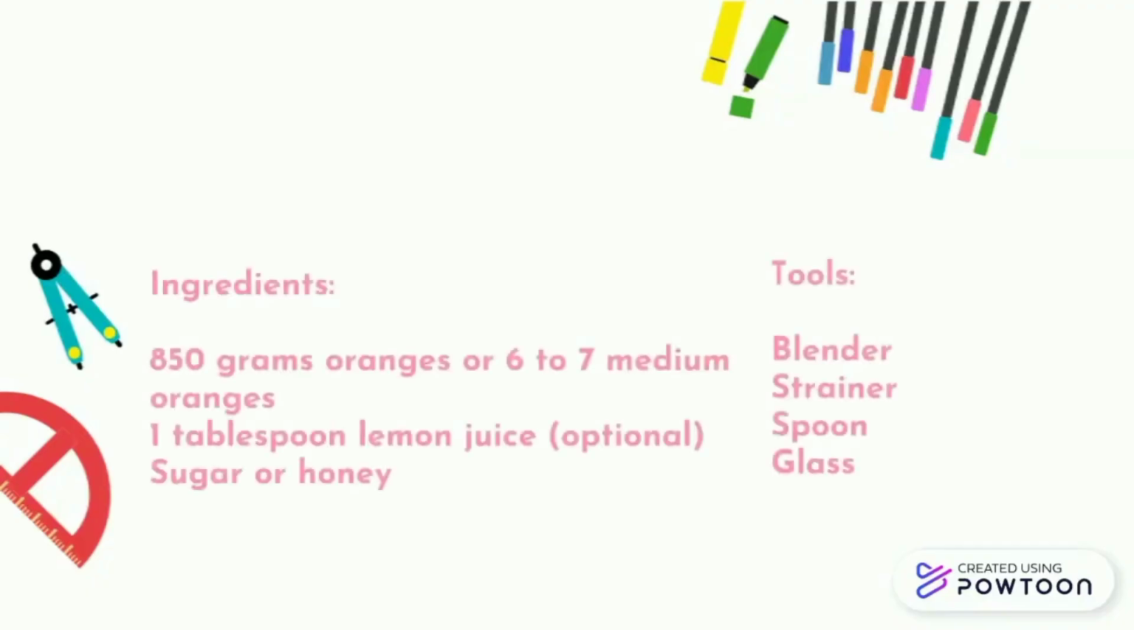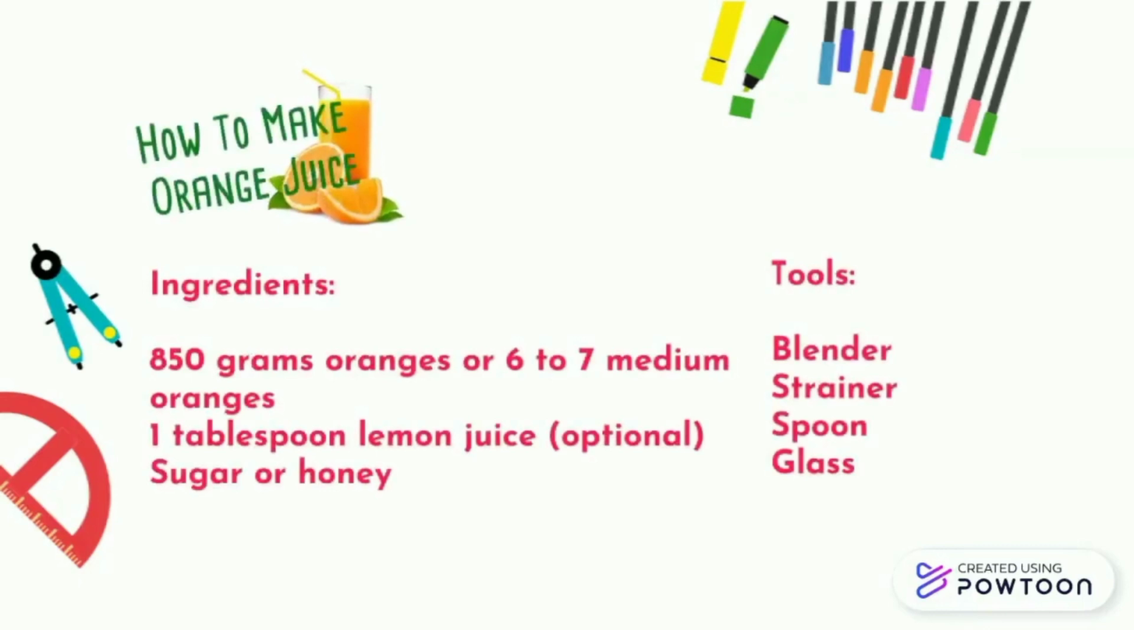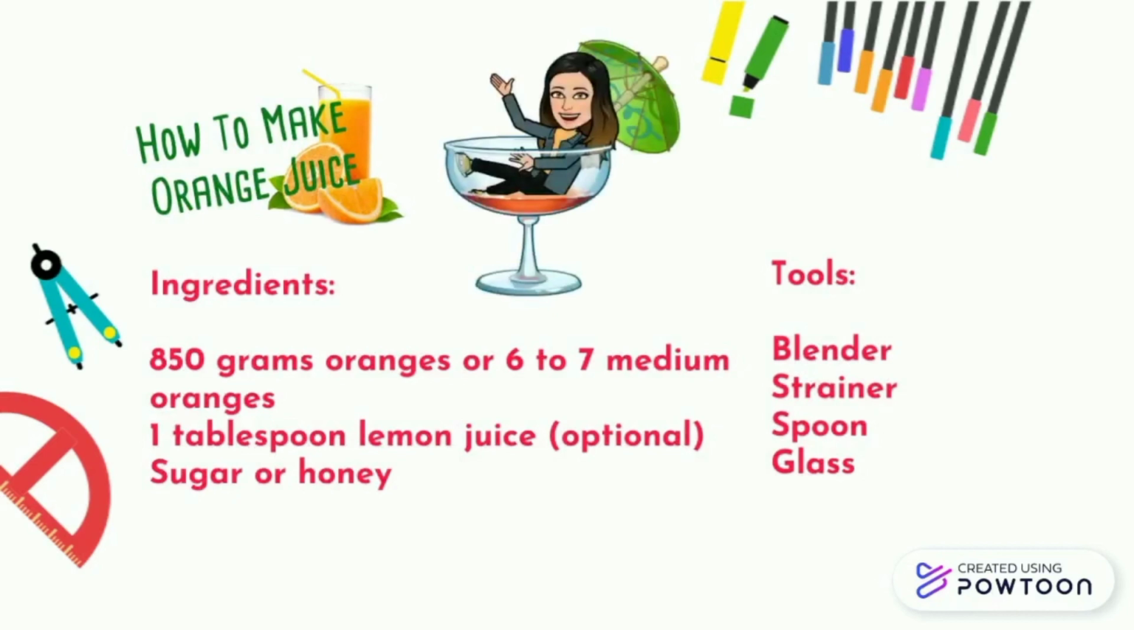The next example is the procedure text of how to make orange juice. Here there are ingredients and tools. So the reader should pay attention to the ingredients and tools, because it will depend on the result at the end. In the ingredients, there is 1 tablespoon of lemon juice, marked as optional, so the readers or the practitioner can add the lemon juice, but they can skip this step.